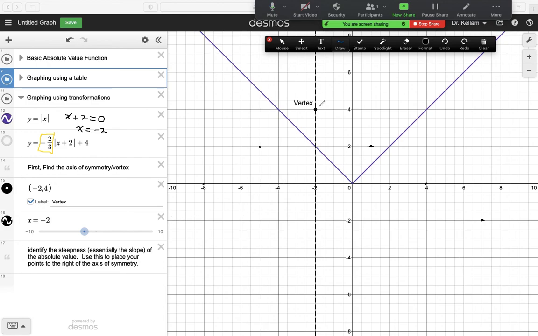Okay, at this point we just go through and we draw our lines through the points, making sure to shift at the vertex. And that should look like that.